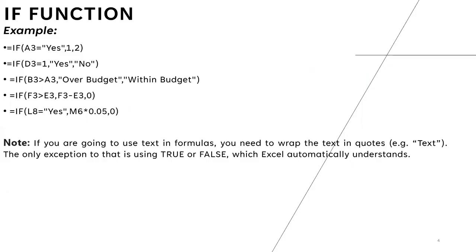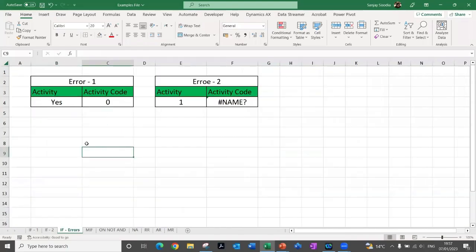Now, let's move further. Here, remember one thing: if you are going to use text in formulas, you need to wrap the text in quotes, that is, within inverted commas. The only exception to that is using true or false, which Excel automatically understands. Let's see this.